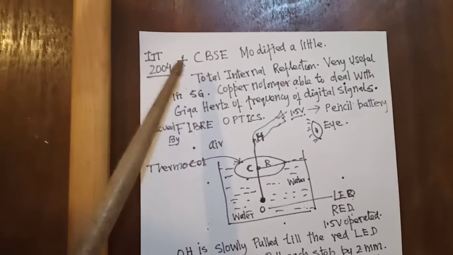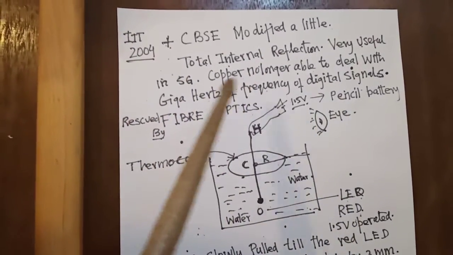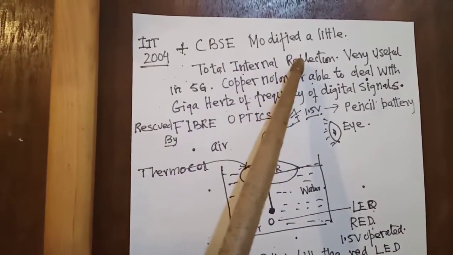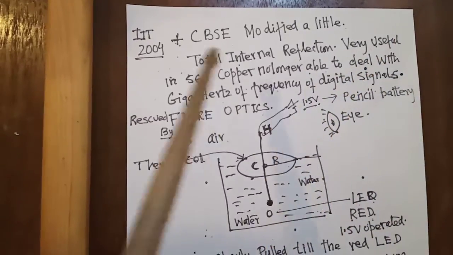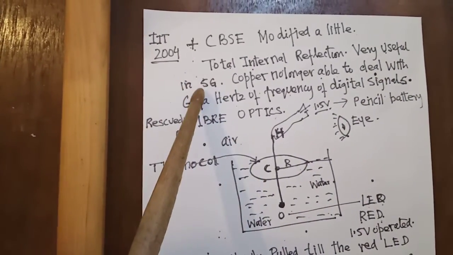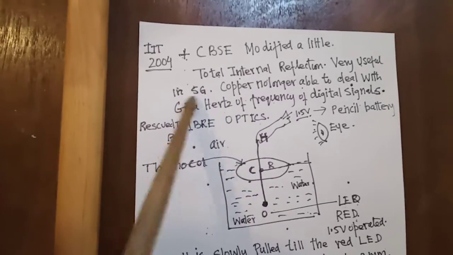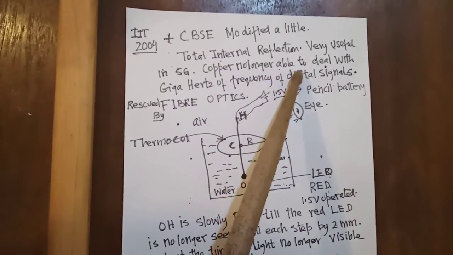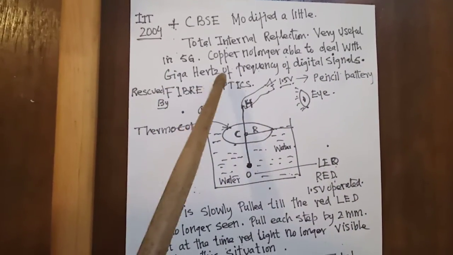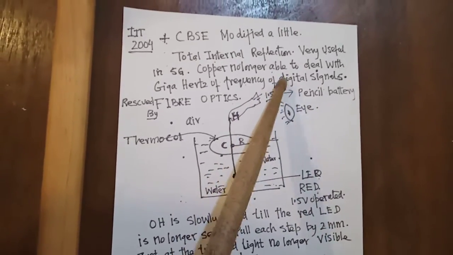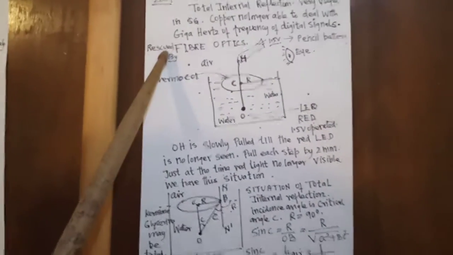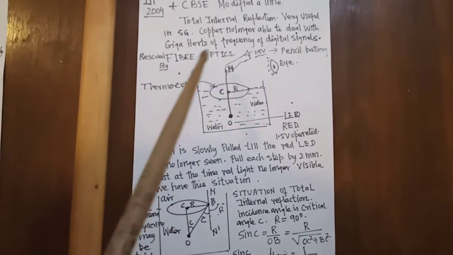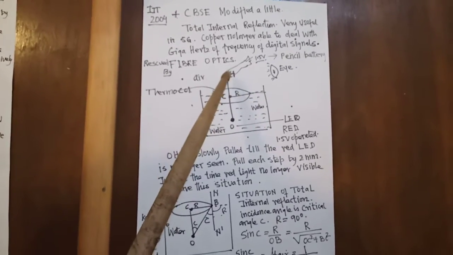This is also IIT 2004. It deals with total internal reflection. Total internal reflection is very, very useful, and it is the subject of great research now because we have got 5G. On the 5G network, copper wires are no longer able to deal with gigahertz frequencies of a digital signal. So we are rescued by fiber optics, and fiber optics is based on total internal reflection.